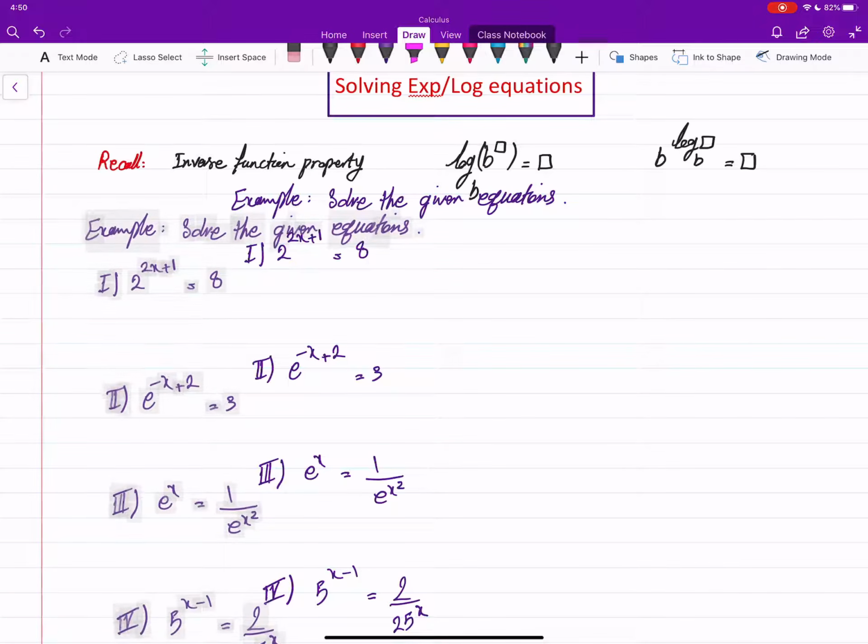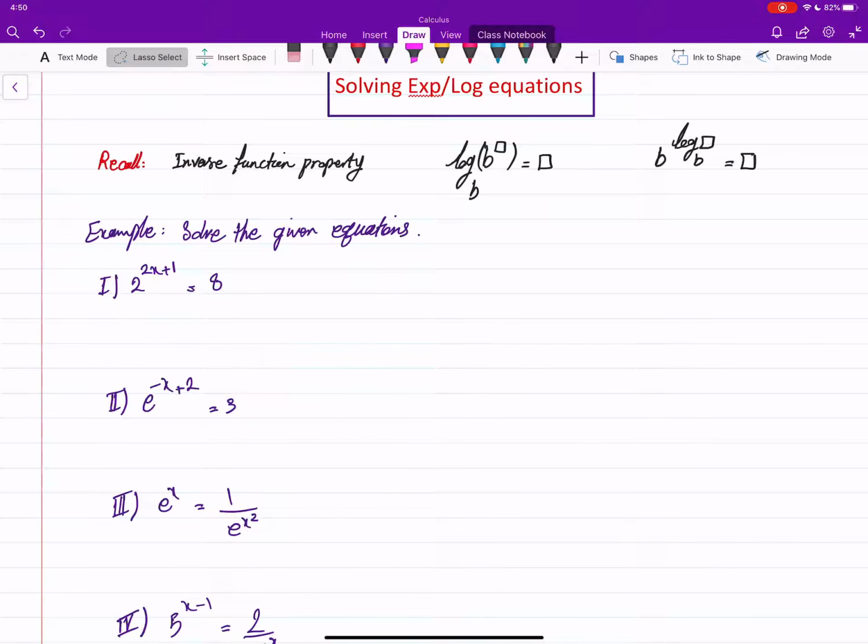Okay, I have prepared these examples. So for example, let's start with the first one: 2 to the power 2x plus 1 is equal to 8. What we have is, one side is an exponential expression, 2 to the power something, and the right-hand side is a number. This is the best thing we can have for exponential equations.